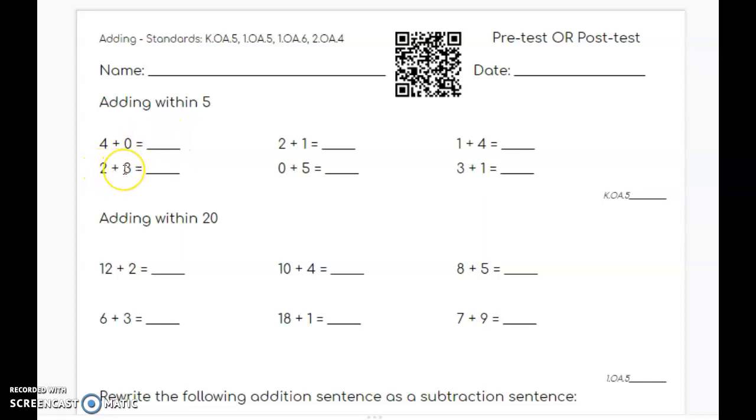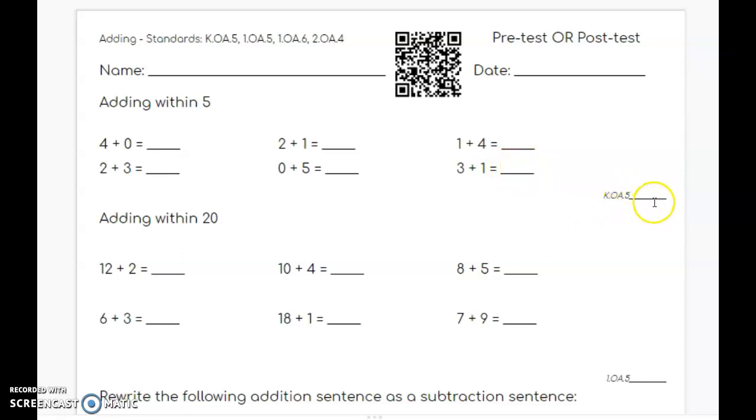2 plus 3. Write your answer here. 2 plus 1. Write your answer there. 0 plus 5. Write your answer here. 1 plus 4. Write your answer there. And 3 plus 1. Write your answer there.